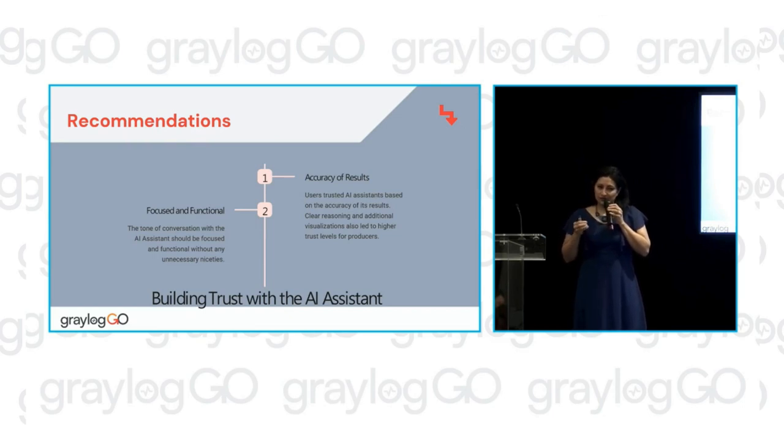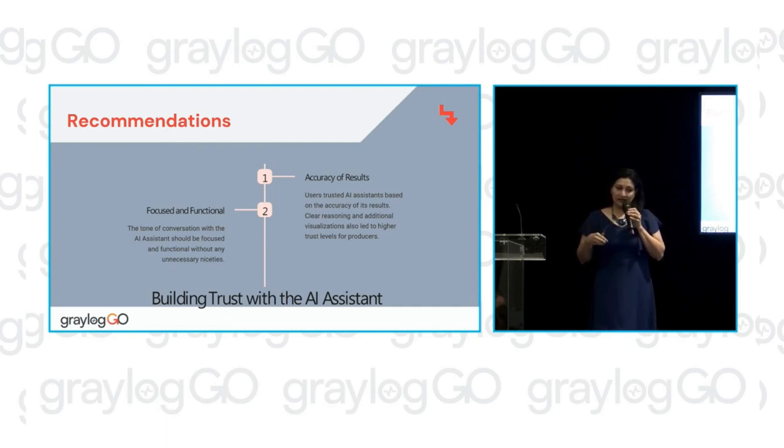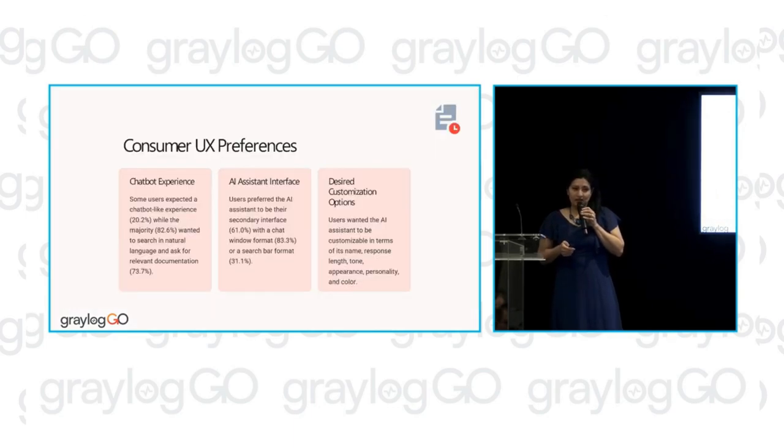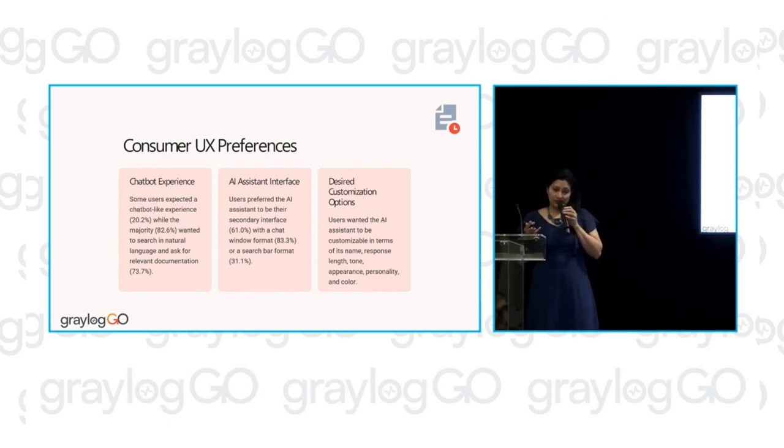Accuracy of results: users do trust AI assistants based on what they're seeing, if it's accurate, if it makes sense, and again, providing that underlying reason, where did it come from, and where can they go in, click and check whether the results are accurate and drill down there as well. And then, of course, creating any kind of functional tone for conversations does boost the confidence in the AI as well.